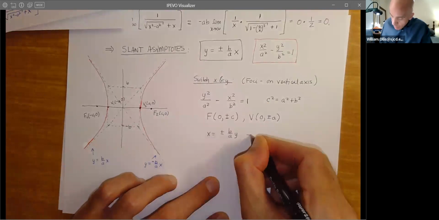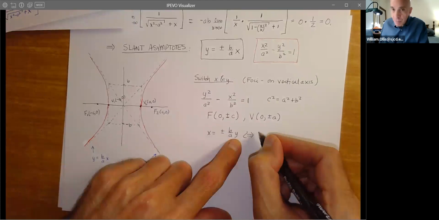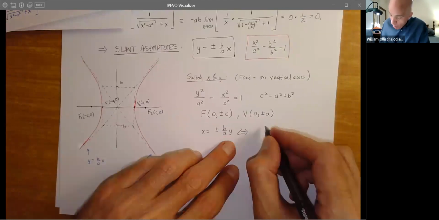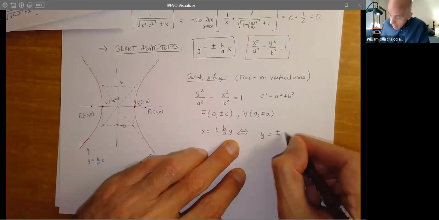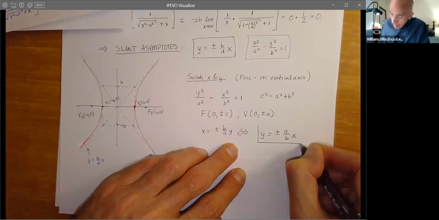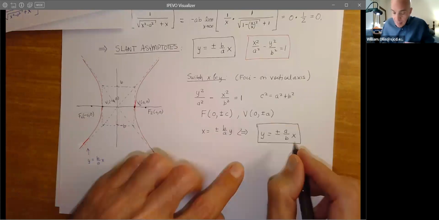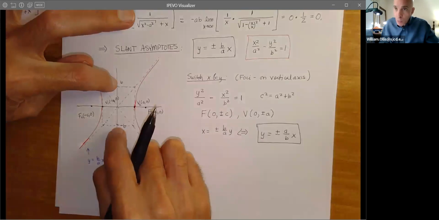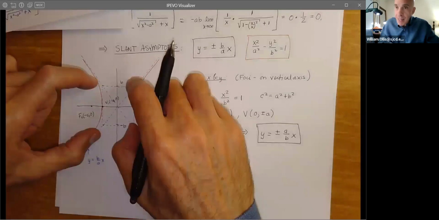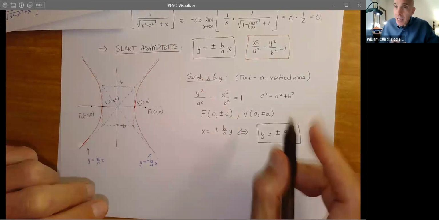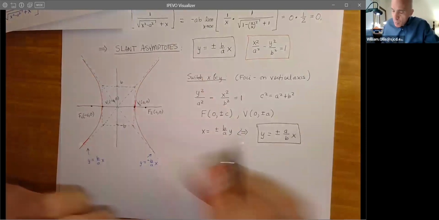And then, of course, if you just solve for y, because we're lazy and we like to solve for y, we get y is plus or minus a over b x. So now the idea is that the intercepts along the y-axis will be the a's, and along the x-axis you'll have the b's. So when you do rise over run, you get a over b. So this is really important.